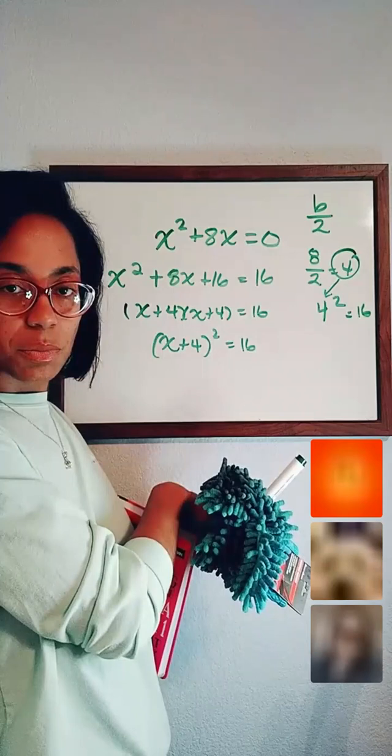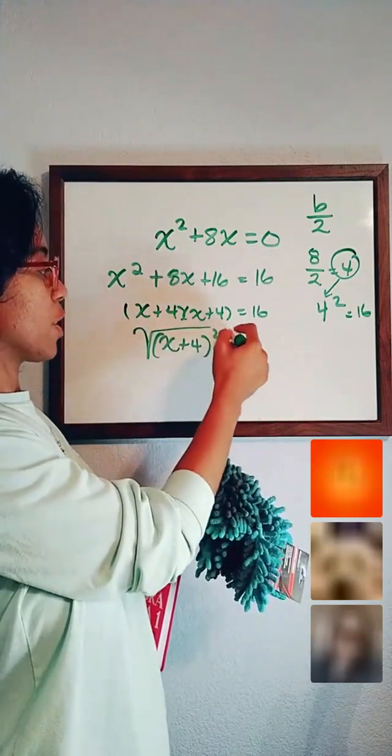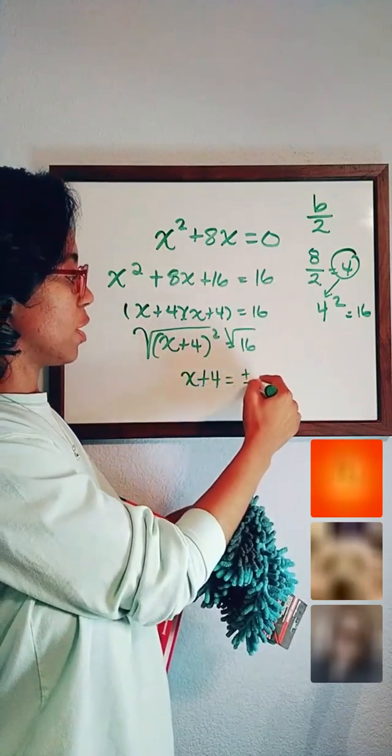Oh, binomial, okay. Thank you. Yeah, we're trying to get to this point right here where we can take the square root of both sides, and then we're able to solve for x.